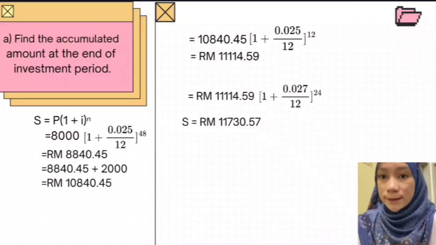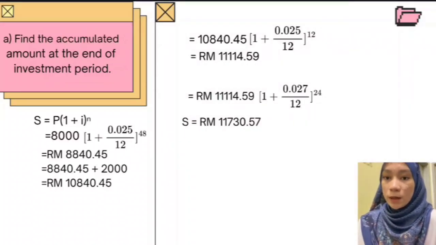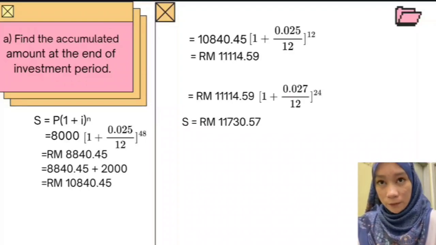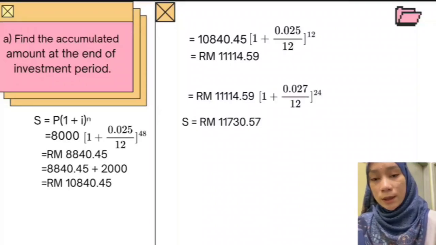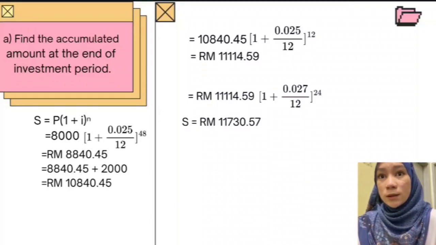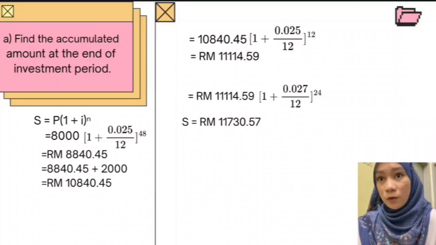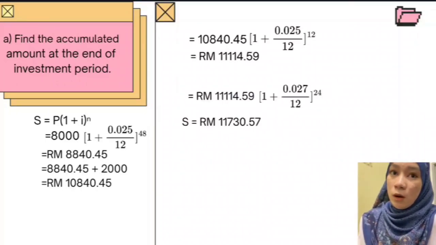Question 1 is find the accumulated amount at the end of the investment. The formula we use is S equals P(1 plus I) to the power of N. So S is 8,000 as the P, then 1 plus 0.025 divided by 12, to the power of 48. Then you get the answer RM 8,840.45. Plus 2,000, you get 10,840.45.